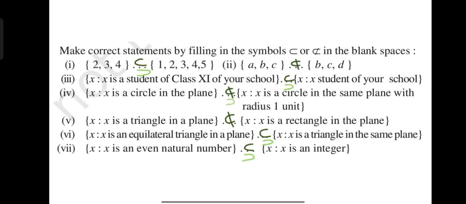Then comes the next one, set of all x such that x is an even natural number, and the next one, it is an integer. So integer consists of all the negative numbers, 0 and positive numbers, and even natural numbers consist of only 2, 4, 6, 8, 10 and so on. So even natural number is a small set that comes under a big set, which is the collection of integers. So definitely even natural number is a subset of collection of integers. Otherwise, how can we tell it? Set of all integers is a superset of collection of even natural numbers.